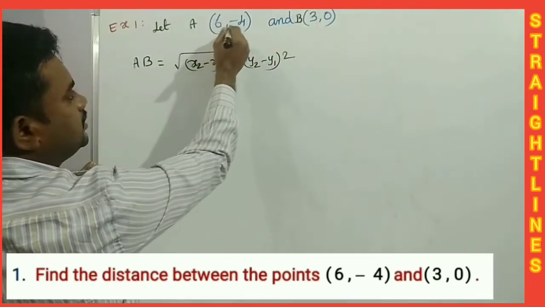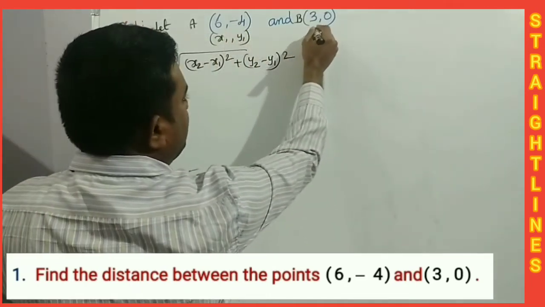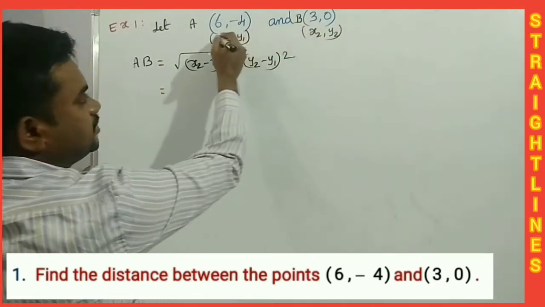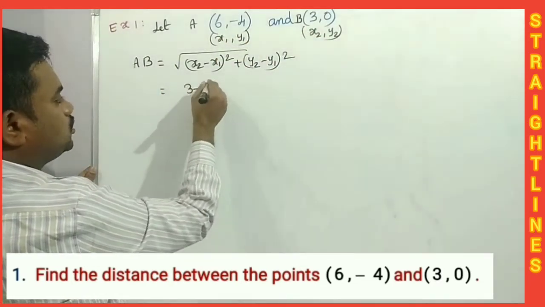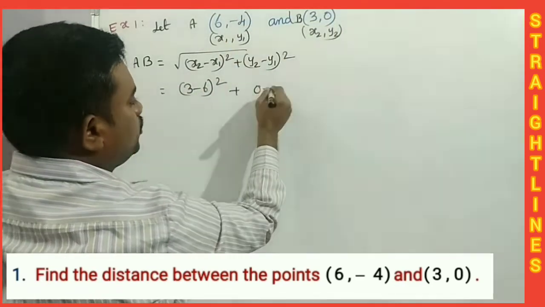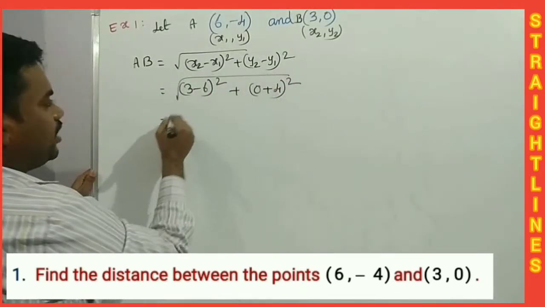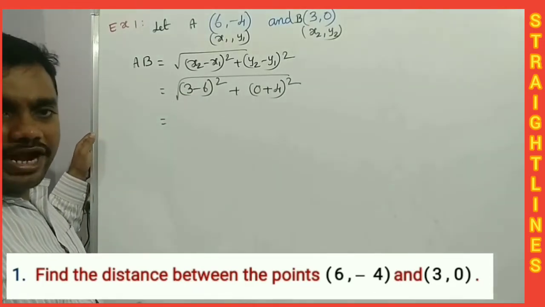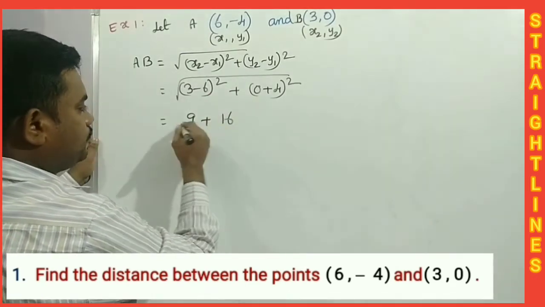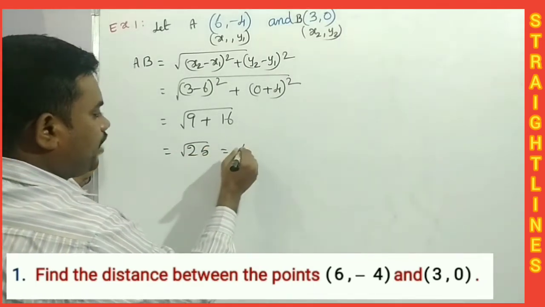See, the first point A(6, minus 4) is x1, y1. The second point B is x2, y2. So it is (x2 minus x1) whole square, (3 minus 6) whole square plus (0 minus of minus 4), it is 0 plus 4, whole square. It is root of (3 minus 6) whole square, 3 minus 6 is minus 3. Minus 3 whole square is 9 plus 4 square 16. It is equal to root 25 equal to 5.